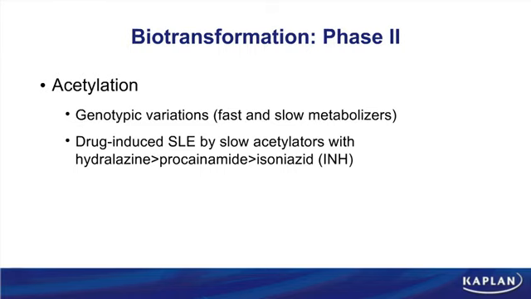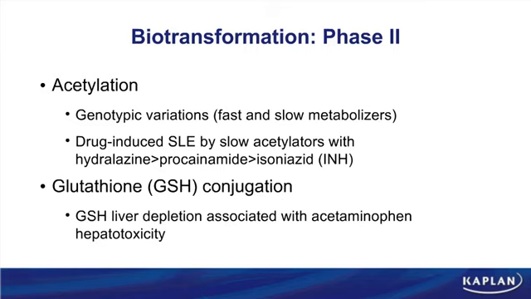If you like mnemonics, you can come up with a mnemonic for the three lupus-causing drugs, and that mnemonic is HIP, H-I-P. You can come up with a phrase. You can say it's hip to have lupus. You can say HIP, H for hydralazine, I for isoniazid, and P for procainamide, the three lupus-causing drugs. You also have glutathione conjugation. We'll discuss this in more detail later on as we're covering acetaminophen hepatotoxicity.